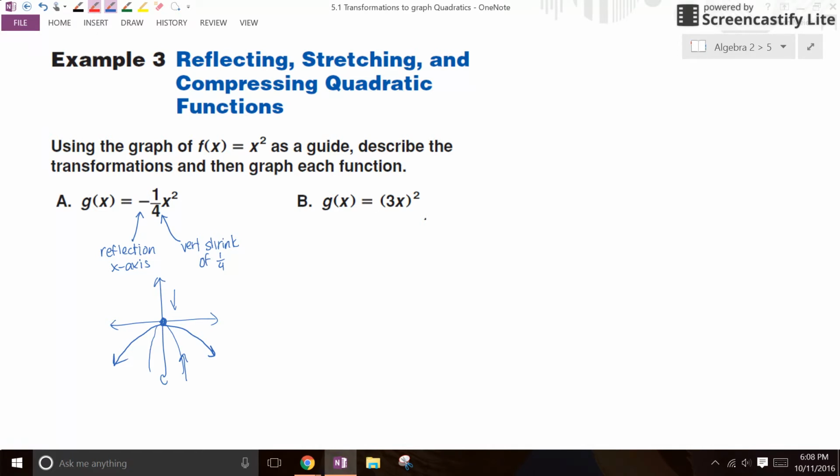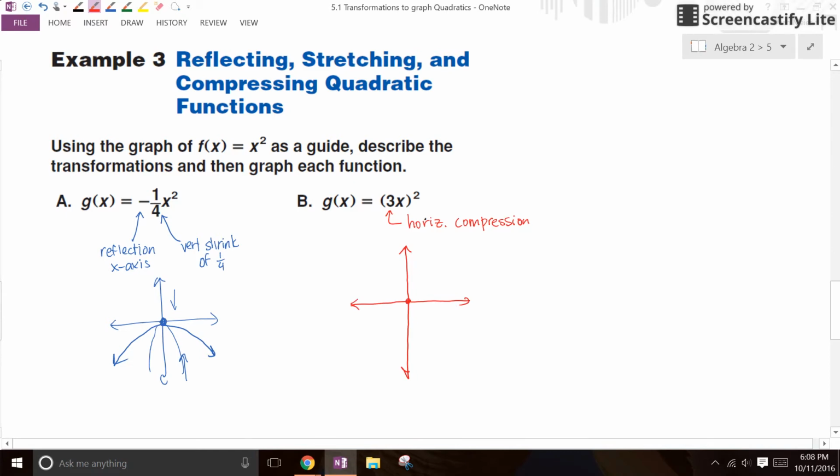All right, what about example B? It says the 3 is on the inside there. So remember, when it's on the inside, you got to think opposite. You got to think weird. So this is horizontal, but it's not a stretch. It's a compression, because in my brain, I have to be thinking of 1/3. So this is a horizontal compression, right? It is compressed to a third of what it was. So, or it's compressed by a factor of 3, if you like.